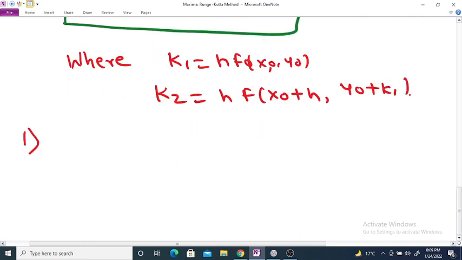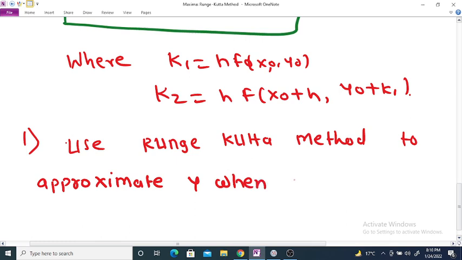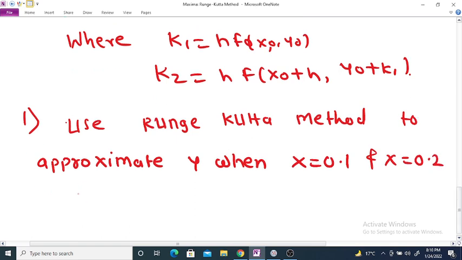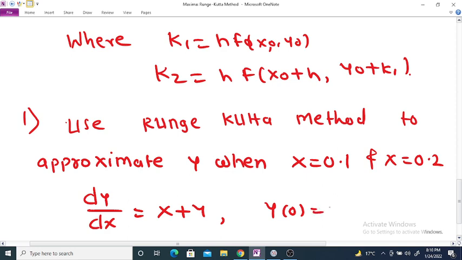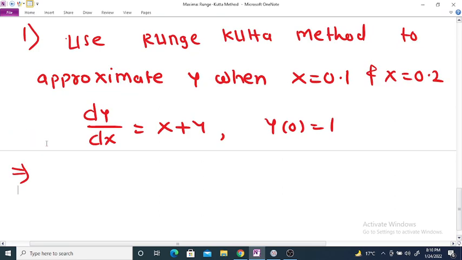So now consider a simple example. Solve a differential equation by using the Runge Kutta method of second order to approximate y when x is equal to 0.1 and x is equal to 0.2 for the differential equation dy by dx is equal to x plus y with y of 0 is equal to 1. Assume h is equal to 0.1.